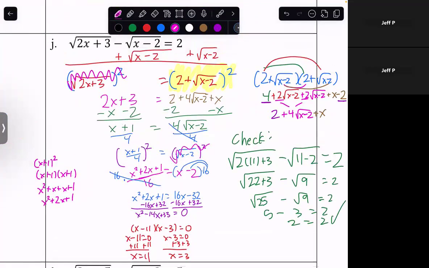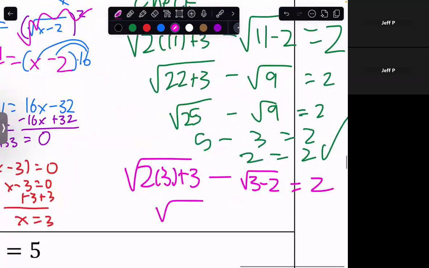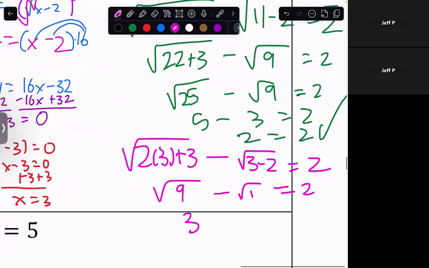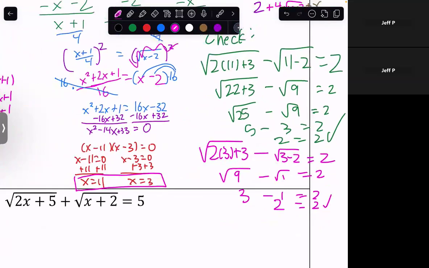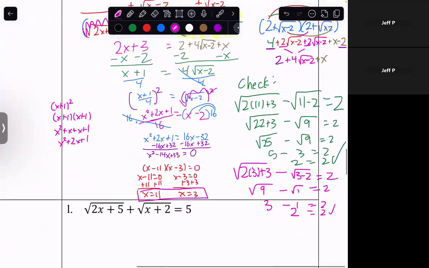So now we're checking positive 3. 2 times 3 is 6, plus 3 is 9. 3 minus 2 is 1. Square root of 9 is 3. Square root of 1 is 1. 3 minus 1 is 2. So there's not always an extraneous solution. It is possible to have 2 correct answers. There are some where both could be extraneous. That is correct.